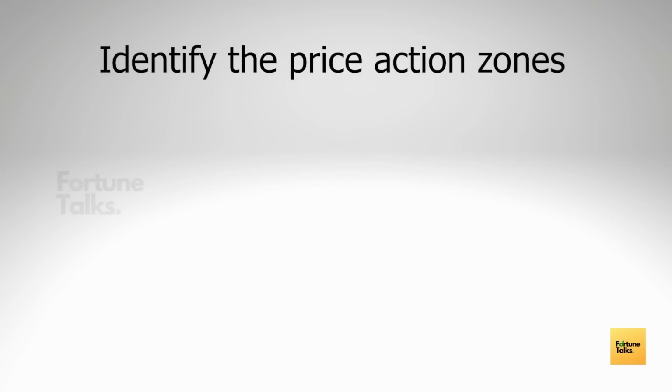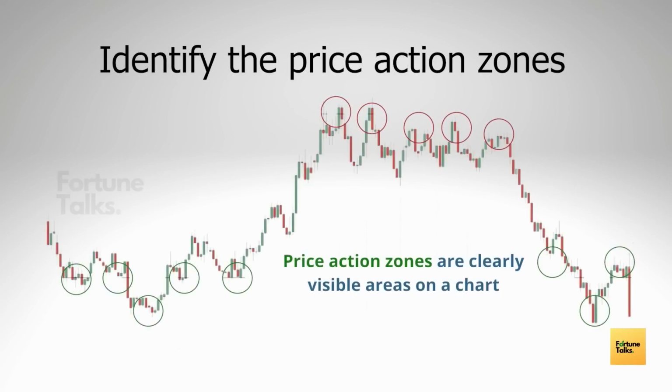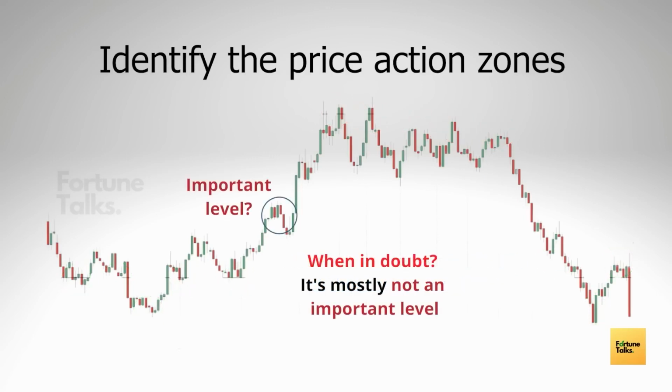Moving on to the second step, we have to identify the obvious price action zones. A price action zone can be described as sticky points on the chart. This is because the level sticks out or is easily visible to your naked eyes. So if the level sticks out, the level matters, or it is a level of importance. But if you are doubting your eyes and asking if it is a level or not, then it's better to ignore it because it is not an important level.